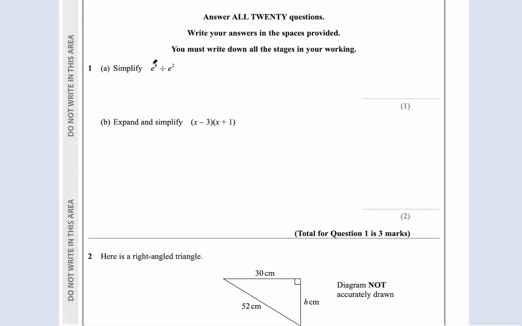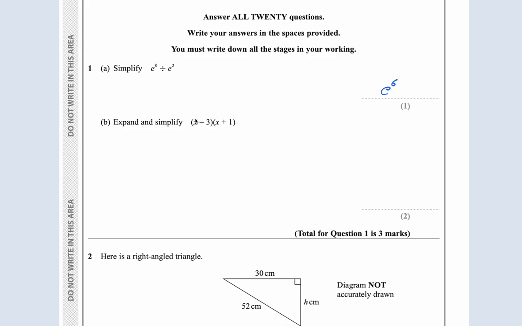So straight into it, simplify this. All we have to do, guys, is subtract the power. So this is e to the power of 5, because 8 minus 2 is equal to 6.